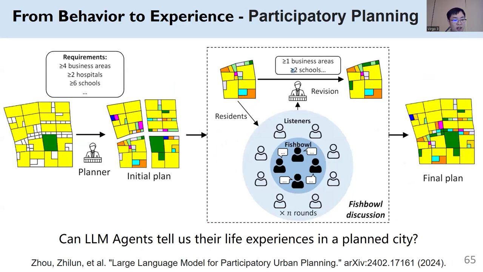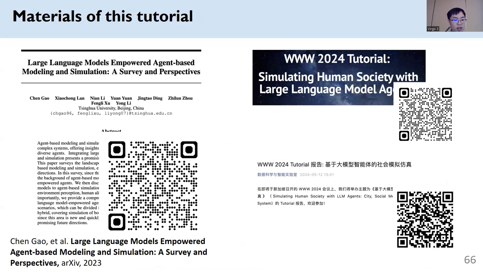Another very interesting application could be participatory planning. This kind of urban planning requires the planner to listen to the residents in the community when making plans, which is very difficult, and some even argue it is infeasible. But if we can simulate this homo silicus that can generate human-like experience and responses given a certain urban plan, then I think you can realize participatory planning in a different way. And that's all my presentation.